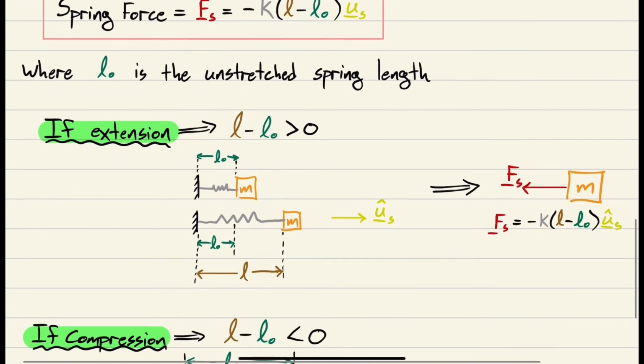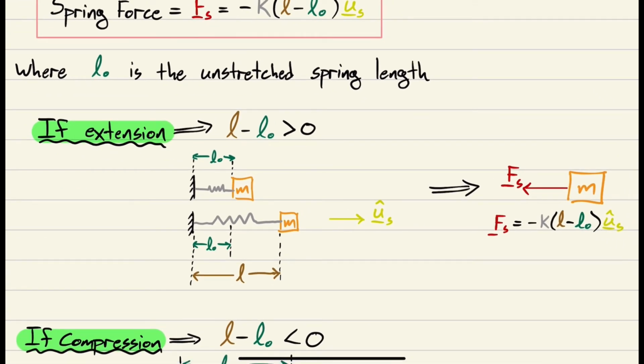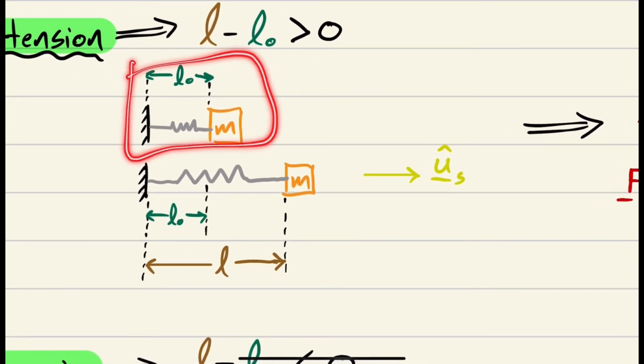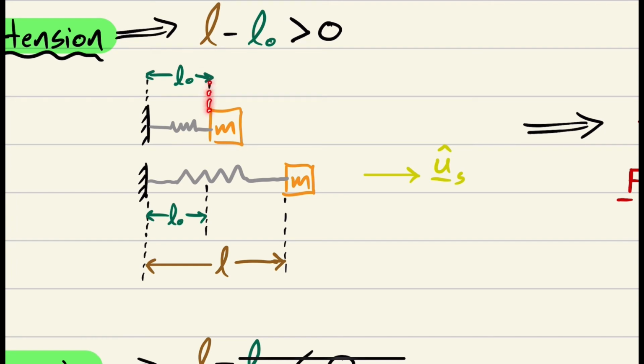So let's talk about the two scenarios we can have. We can either have the spring being stretched or extended, or we can be compressing the spring. So let's first talk about extension. If this is our initial configuration, this is when the spring isn't producing any force on the system, so it's just sitting at L naught. This is our L naught distance. If we displace this mass over, then we're extending the spring.